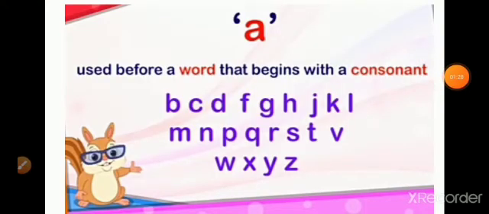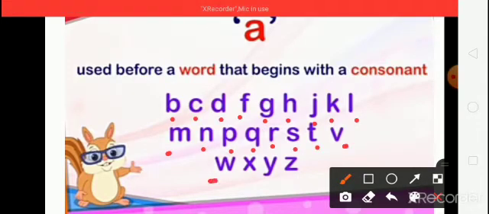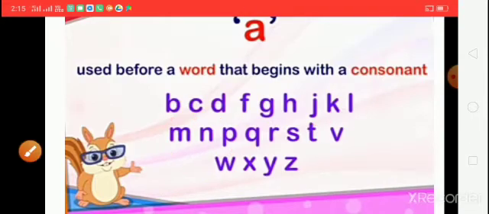Now, a is used before a word that begins with a consonant. What are the consonant letters? B, C, D, F, G, H, J, K, L, M, N, P, Q, R, S, T, V, W, X, Y, Z. These letters are called consonant letters.